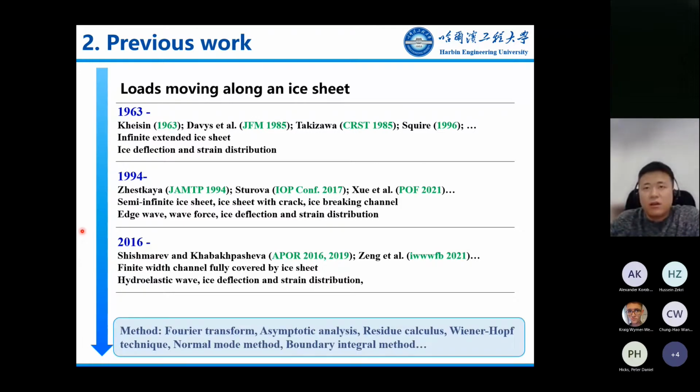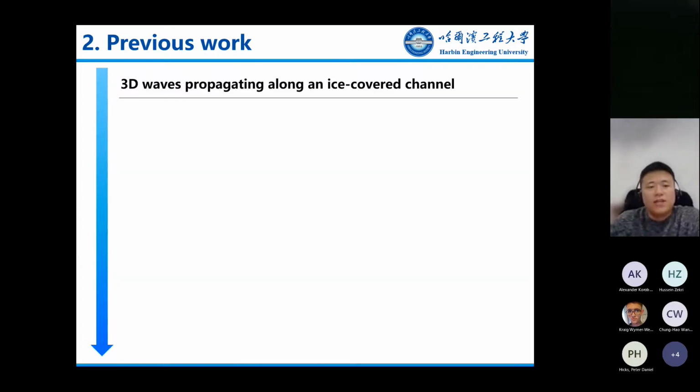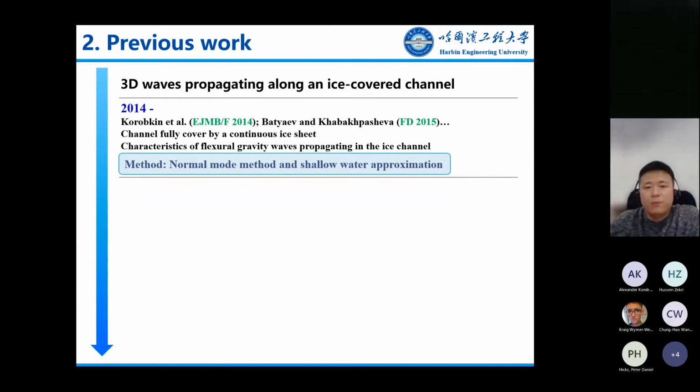Based on this, we conducted the work of a load moving along an ice channel with a crack in the ice sheet, which will be introduced later. On the other hand, three-dimensional waves propagating along an ice-covered channel are also worthy of attention. The problem of waves propagating along a channel fully covered by an ice sheet was considered by Harbin et al. and Batiev and Kapapashia.